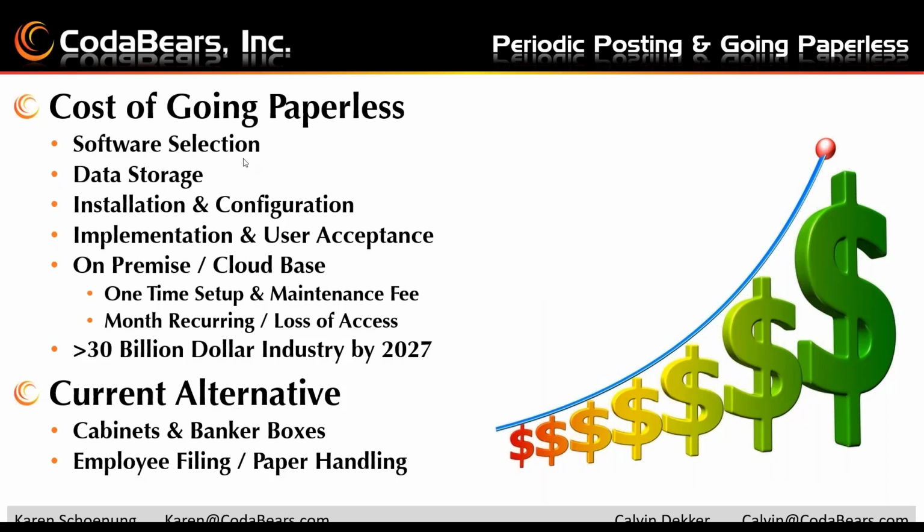So the cost of going paperless is the software selection, the storage of the data. Do I have room to put all of these documents in a database or on a file server? The cost of hard drives or servers is pretty cheap. So I'm going to say the data storage is not that much unless you're doing engineering prints and you've got a BOM that goes 5,000 components deep and each one has its own print.